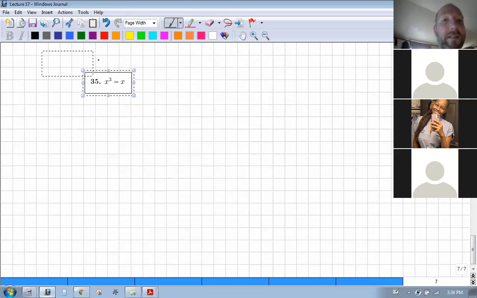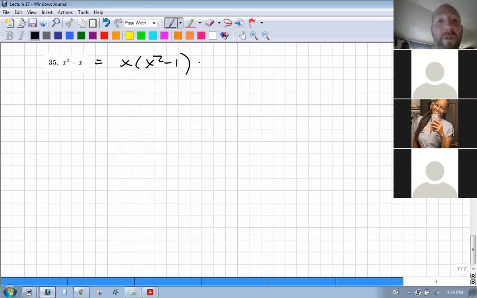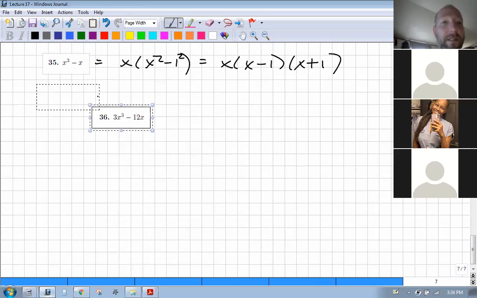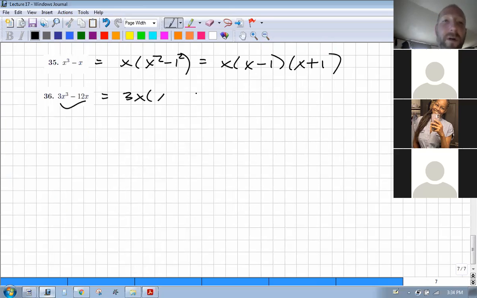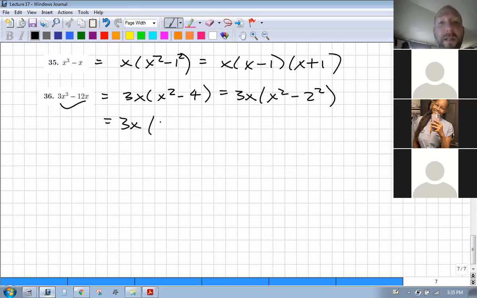We can pull an x out of here. We get an x squared minus 1. 1 is the same as 1 squared. So we got an x minus 1 times an x plus a 1. And it's factored. We can pull a 3x out of here. So we give us an x squared minus 4. And 4 is 2 squared. So this would be an x minus 2 times an x plus a 2.